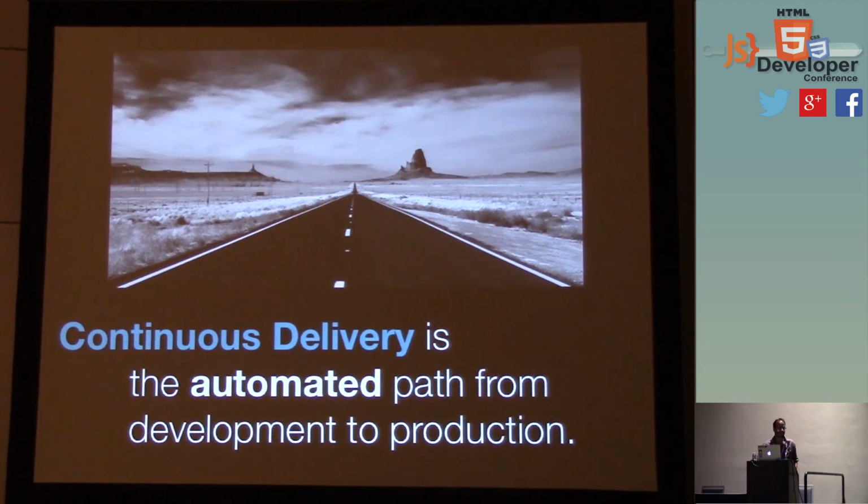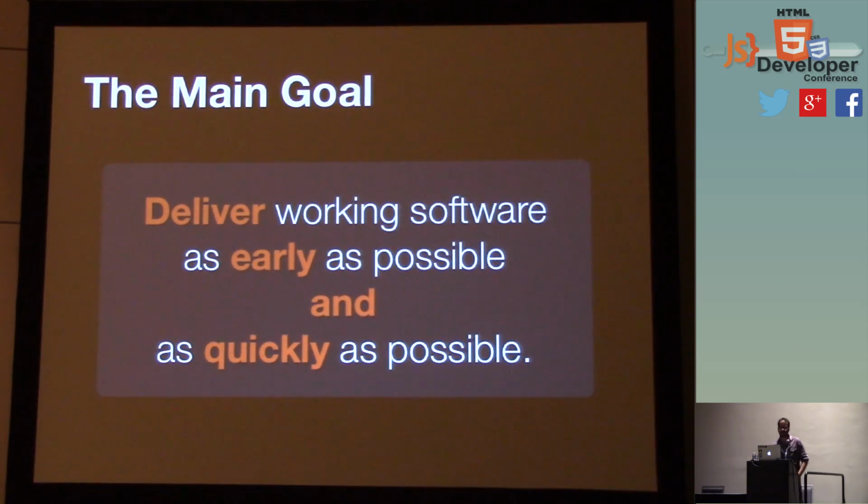Continuous delivery is the automated path from development to production. Continuous delivery is not continuous integration. Continuous integration is a part of continuous delivery, but continuous delivery extends that path to get your code all the way from dev complete to production. The main goal of continuous delivery is to deliver working software as early and quickly as possible.